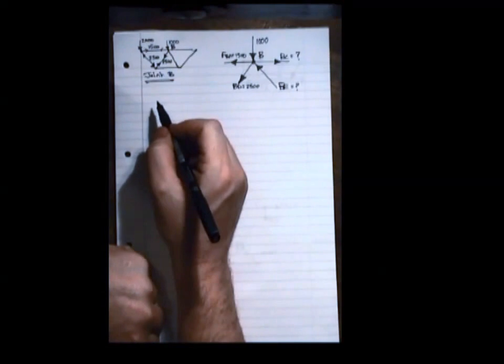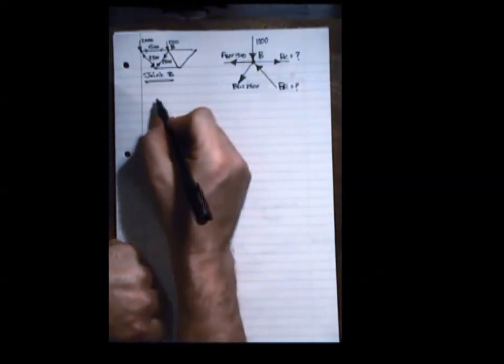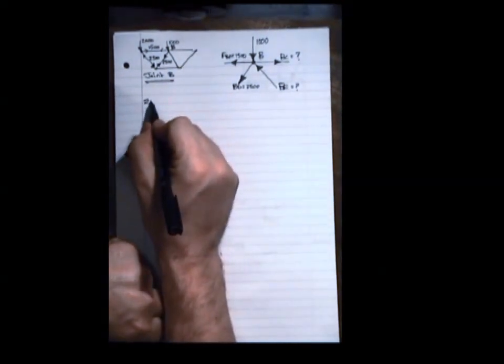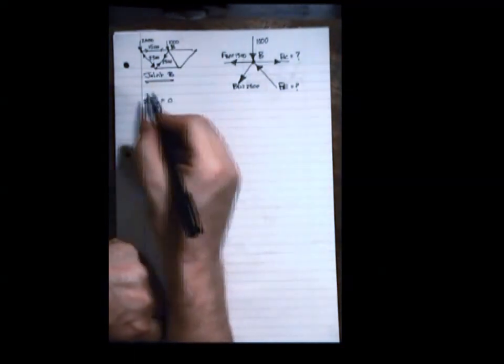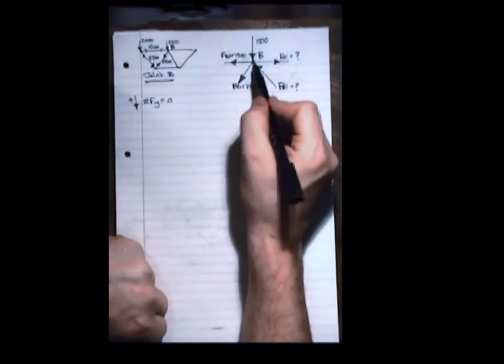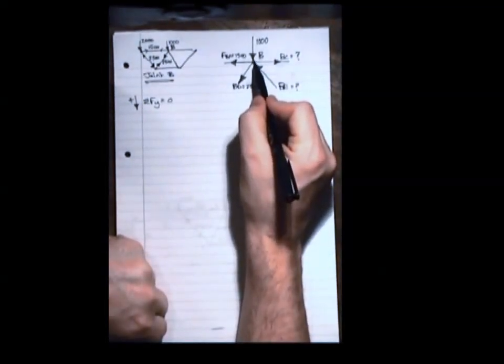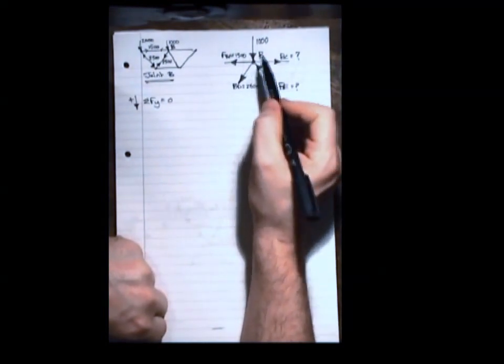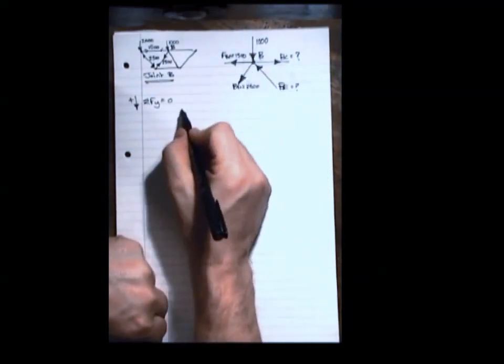So let's look at our sum of forces. Sum of forces in the y direction equals zero, and we'll say that everything going down is positive. So trying to keep this node at B still, we've got 1,000 coming down.